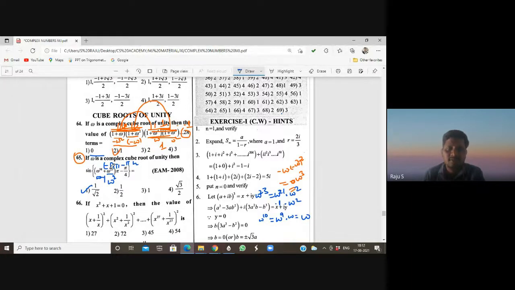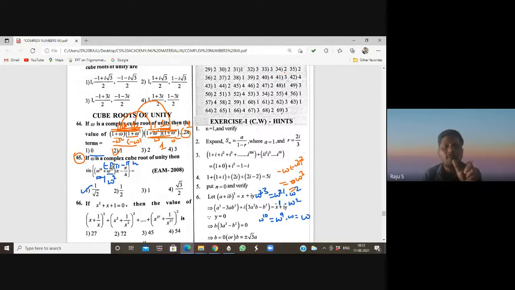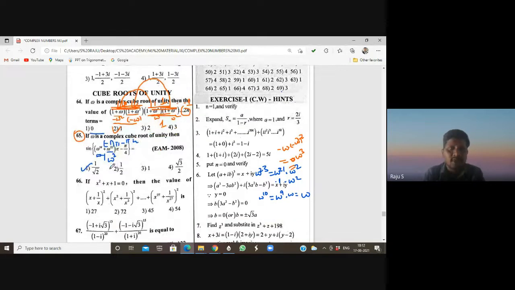It's a simple question. Omega power 10 is omega, omega power 23 is omega square, omega plus omega square is -1. -1 into pi minus pi by 4. Otherwise, you know, minus 180 minus 45, that is minus 225. Take minus outside: minus sine 225. Sine 225 is -1 by root 2 because in the third quadrant sine is negative. You may do it like that also.